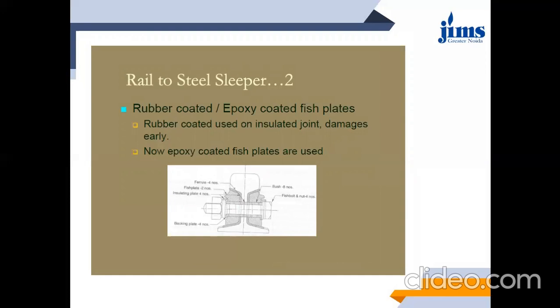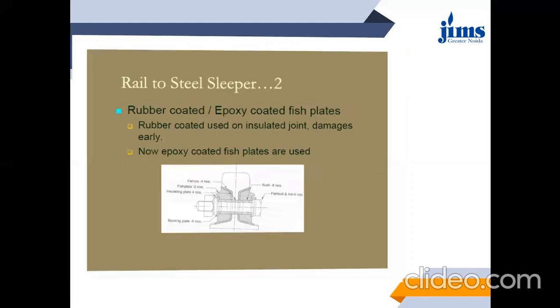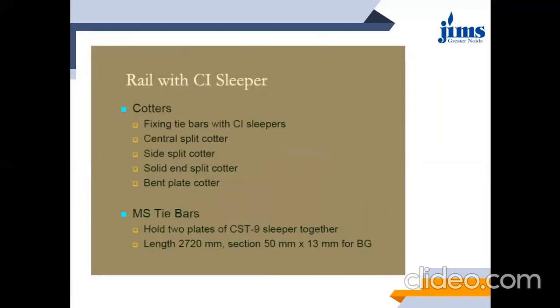The purpose of coating these fish plates with rubber, or epoxy, is basically to insulate the joint, or to prevent early damage. So wherever we have to construct an insulated joint where track circuiting is very prominent, over there we can make use of this rubber coated fish plate.